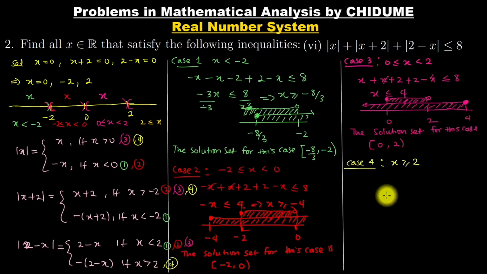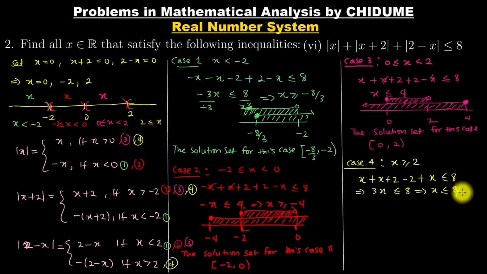Okay, so here we're going to have the absolute value of x to be what? x. The absolute value of x plus 2 would be what? x plus 2. While the absolute value of 2 minus x would be what? Minus 2 plus x, which is less or equals to 8. And now this implies that I will have 3x to be less or equals to 8, which implies that x must be less or equals to what?